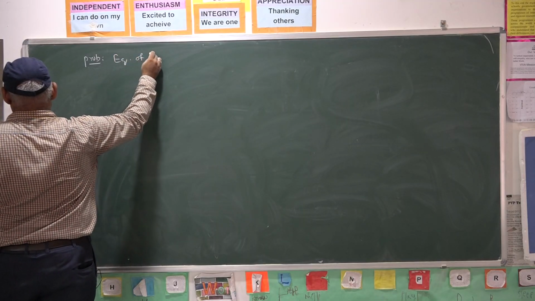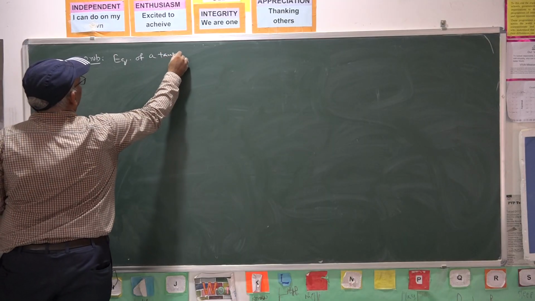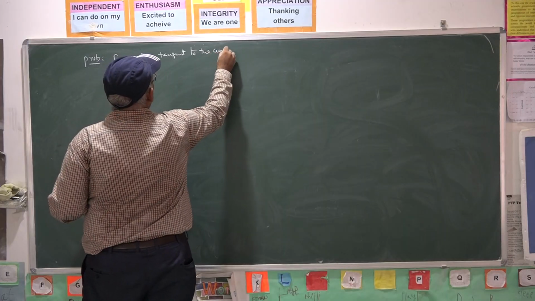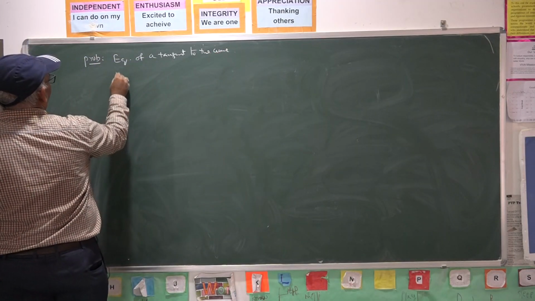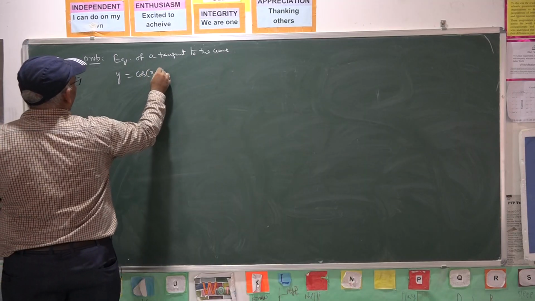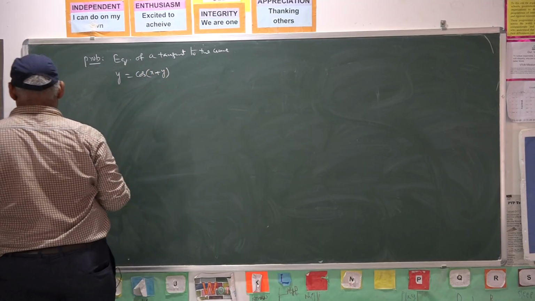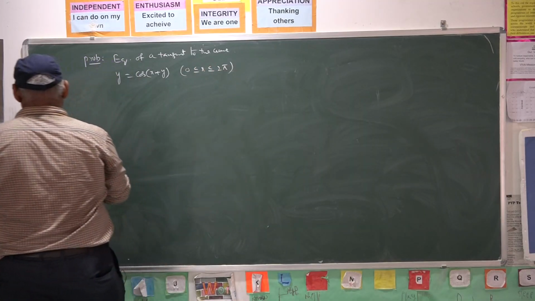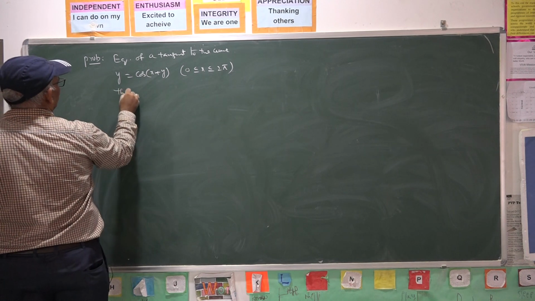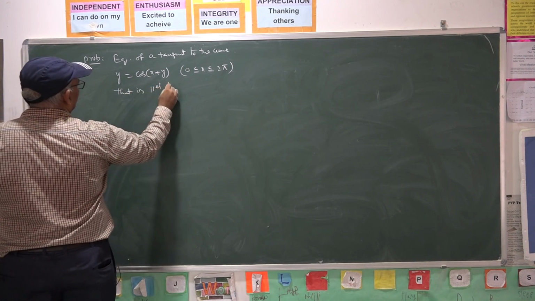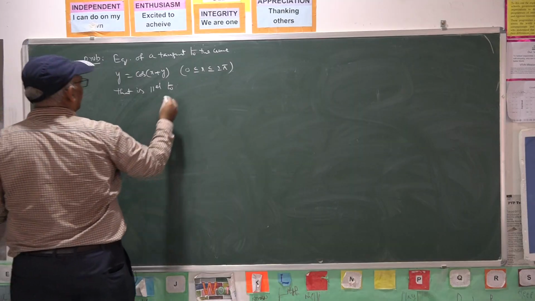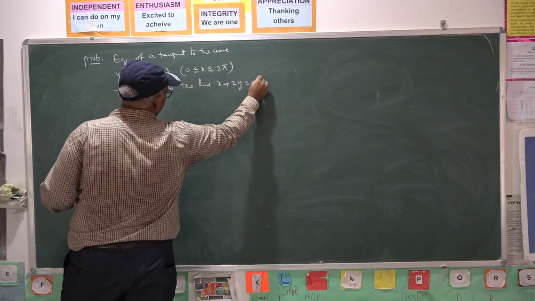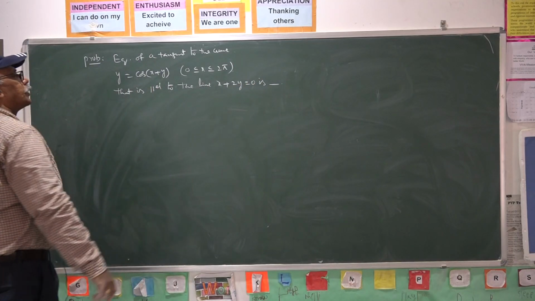Equation of a tangent to the curve y equal to cos of x plus y, where 0 is less than or equal to x is less than or equal to 2 pi, that is parallel to the line x plus 2y equal to 0, is the equation of tangent to the curve.